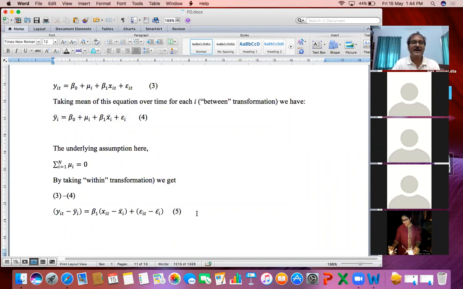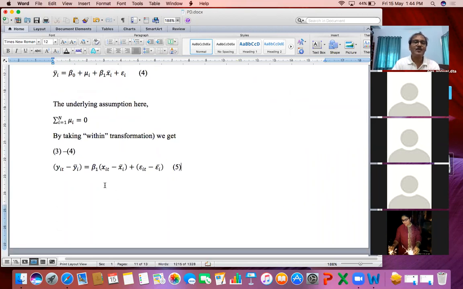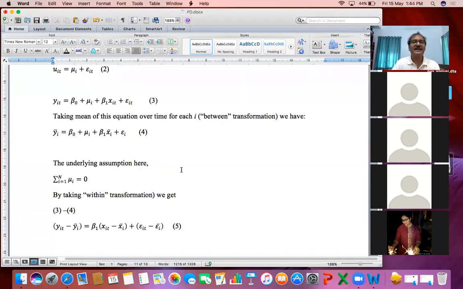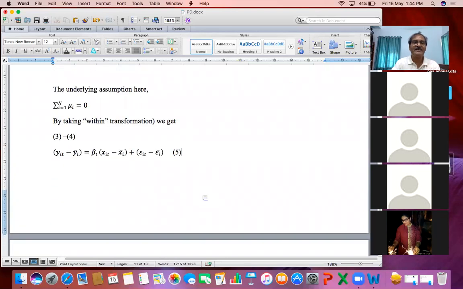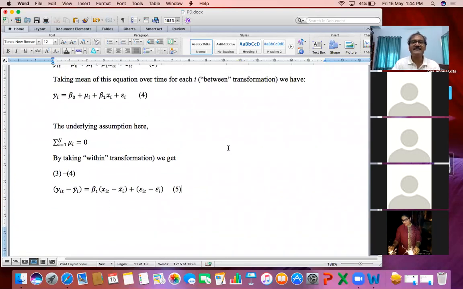In equation 5, if you look, there is no mu i. So mu i is eliminated. But the form of equation 5 is not similar to the form of equation 1. In equation 5, we are considering some transformation. This transformation is sometimes called the mean corrected form. Okay, so this is the mean corrected form of the model.